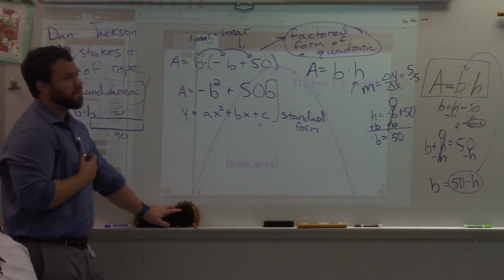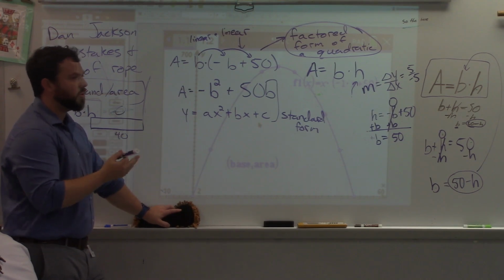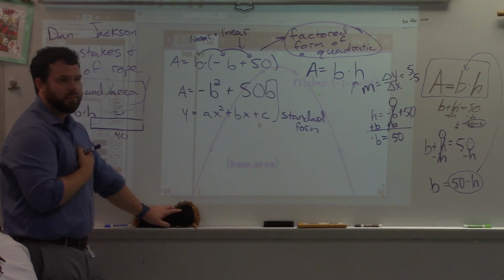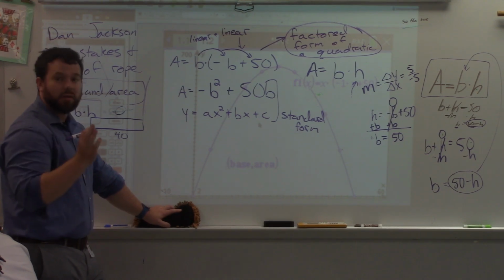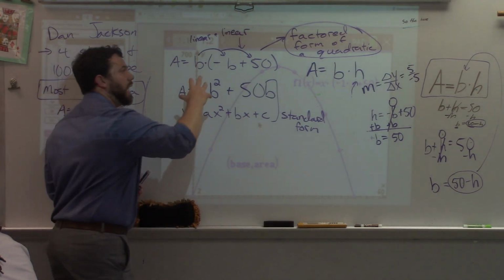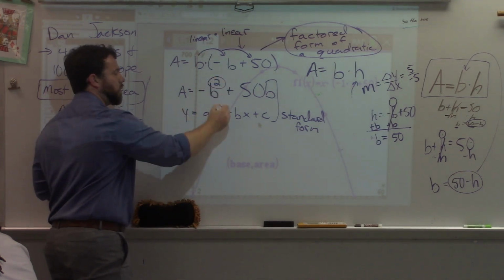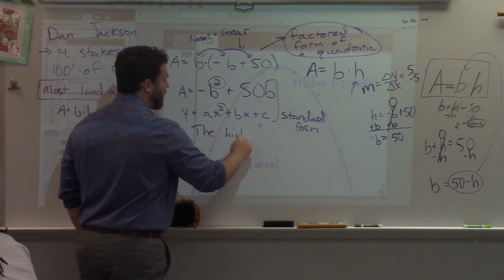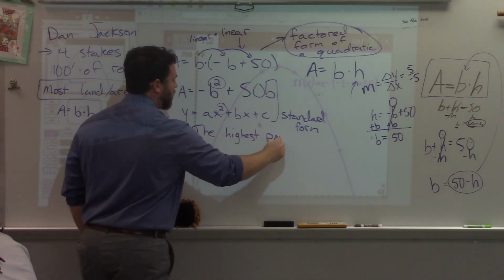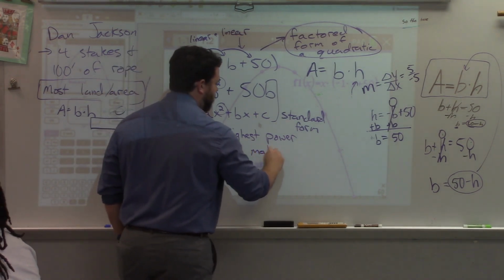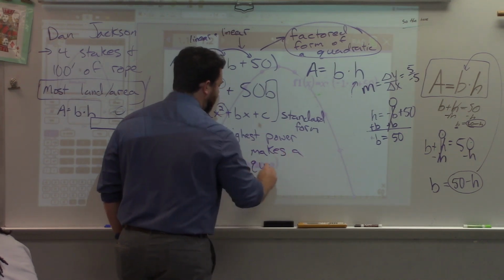It's in alphabetical order, nice and easy, ax squared plus bx plus c. But what does this equation have that none of the other equations have had? Have we seen anything with a square yet? No. Till now. So what makes a quadratic a quadratic? A square. And it's called a degree, the highest power. So the highest power of 2 makes a quadratic.